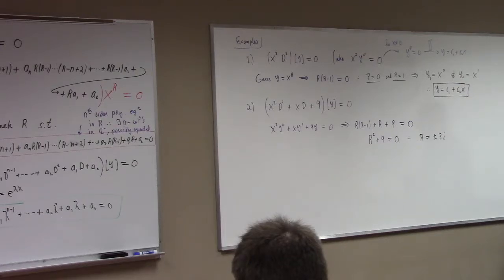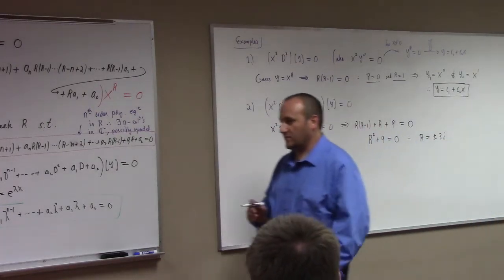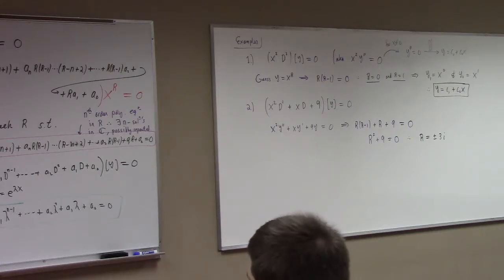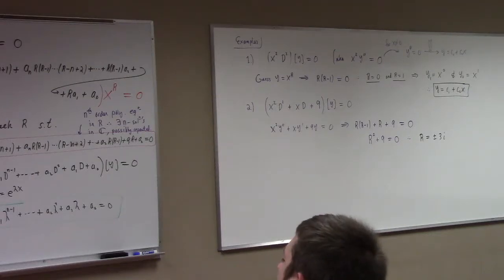Wait a minute, nobody ever told me what x to the 3i means, right? So I think a definition is in order. Definition: x to the alpha plus i beta is equal to x to the alpha times the cosine of beta natural log of the absolute value of x plus i times the sine of beta times the natural log of the absolute value of x.